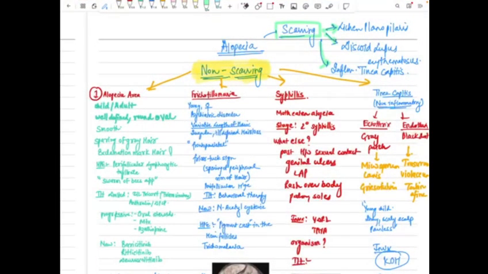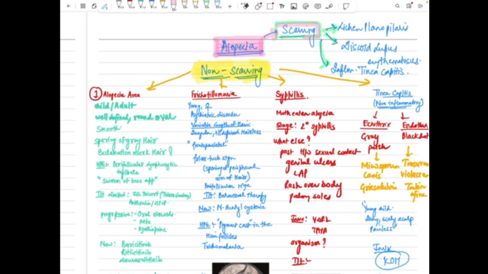So, hello everyone. In this video, we are going to read a very important topic which has been frequently asked in NEET as well as INICET in the last year, which is alopecia, which you all know is hair loss. So, we'll discuss how clinically each of these cases present, right? So, we all know the classification.